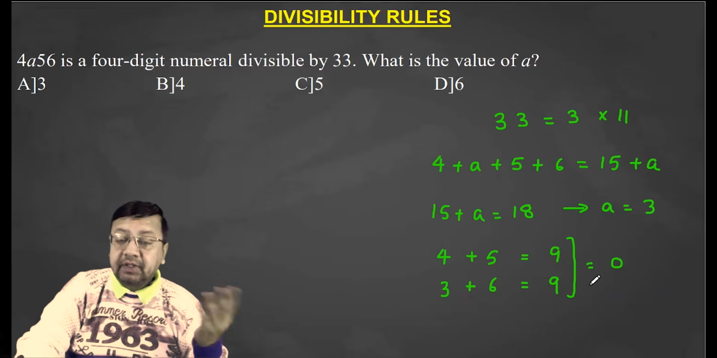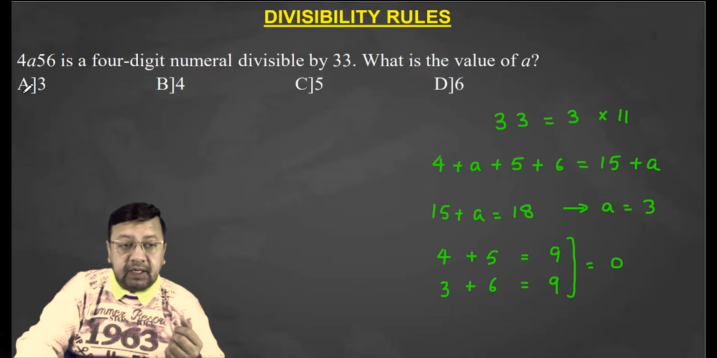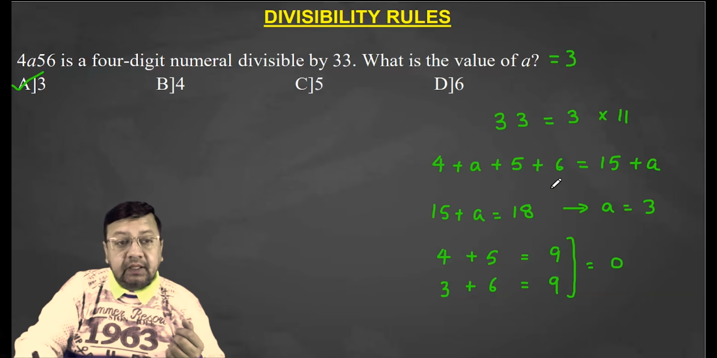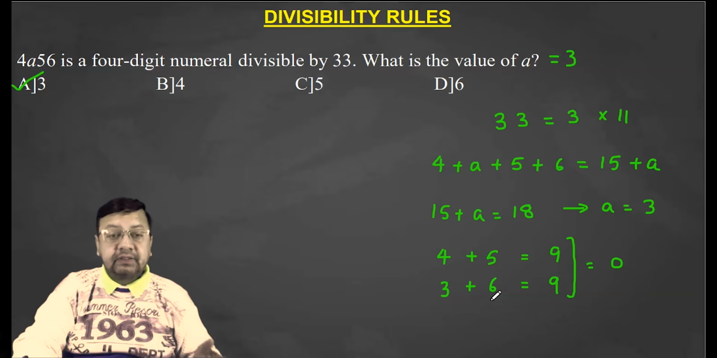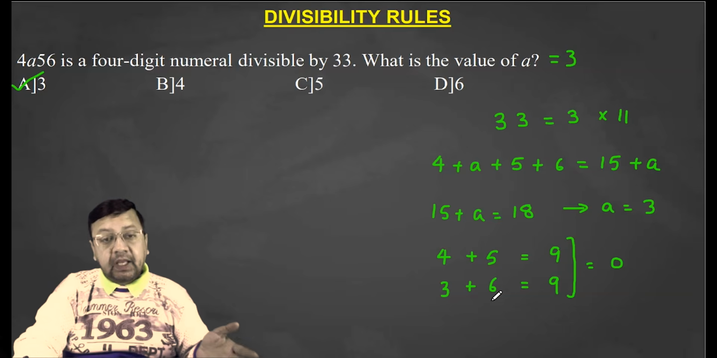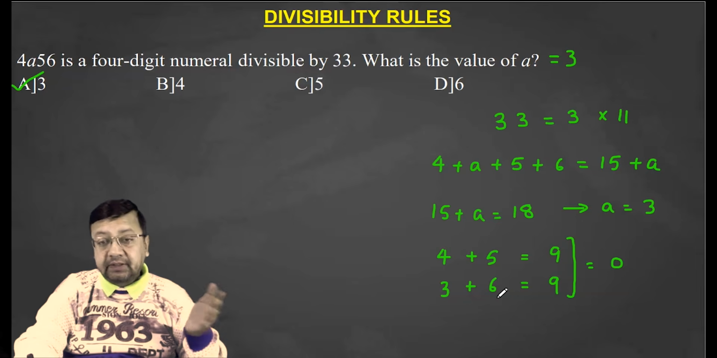So now both the rules are applicable, for the 3 as well as for the 11. So I can safely mark my option A here. The value of A is nothing but what? The value of A is 3, right? And if I put a 3, then this number is divisible by 33, right? Now, I suppose you are getting a good understanding of the divisibility rules, right? How do we check the divisibility rule for different numbers? How do we factorize the composite number? How can we check the individual numbers for checking the divisibility rules?